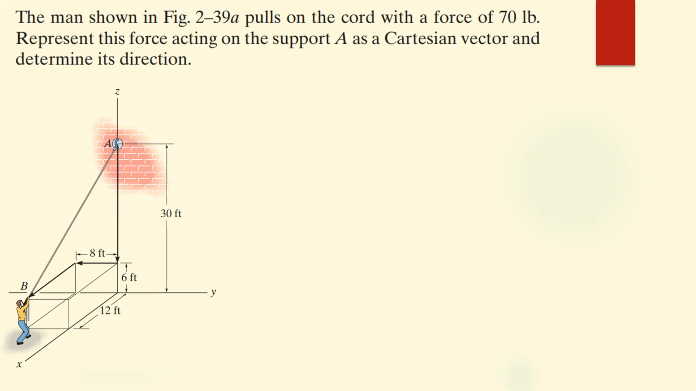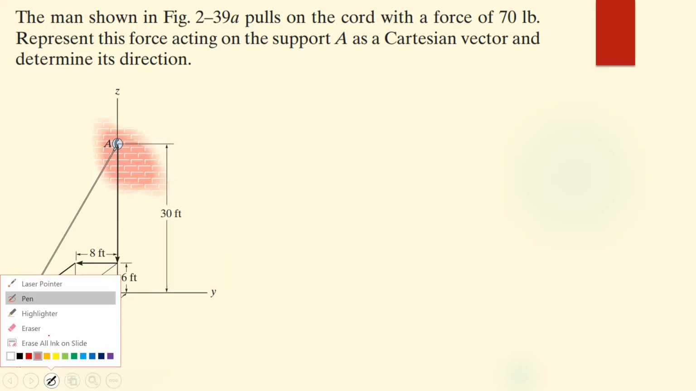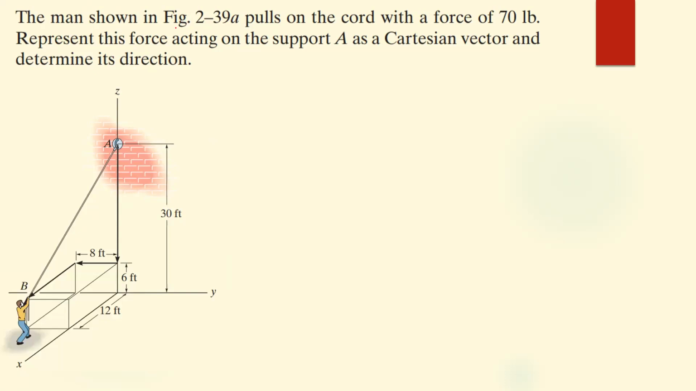All right, so let's quickly solve this question. Let me change the color. The question says, the man shown in the figure pulls the cord with a force of 70 pounds. Represent this force acting on the support as a Cartesian vector and determine its direction. So to express the force that is in this cord, you simply have to find the unit vector in the direction of this same cord.